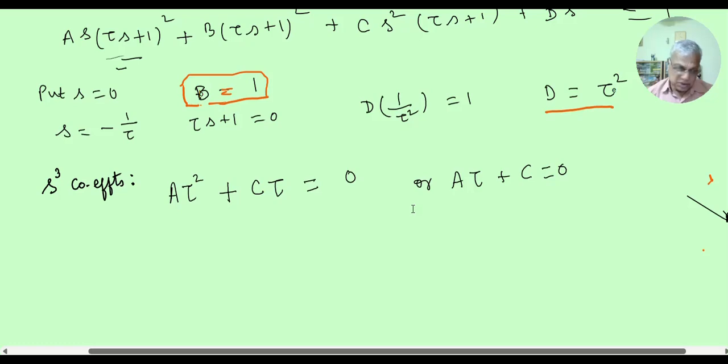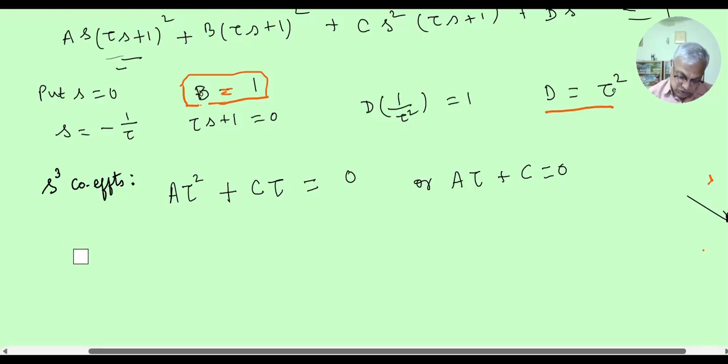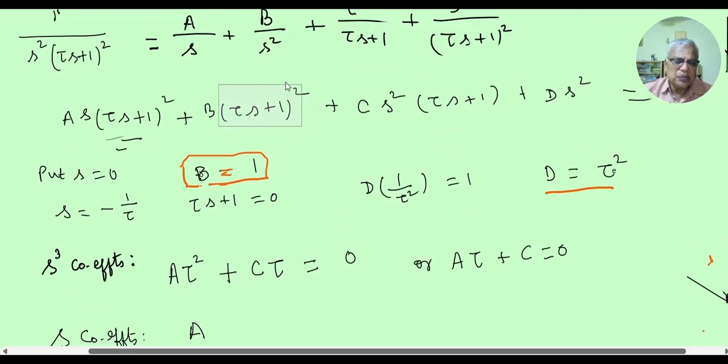So next let us compare s coefficients. Where is s? In the first term, you will have A into s, so you have A. Then in the second term, do we have s? Yes, 2 tau into B. So you have 2 tau B from the second term.